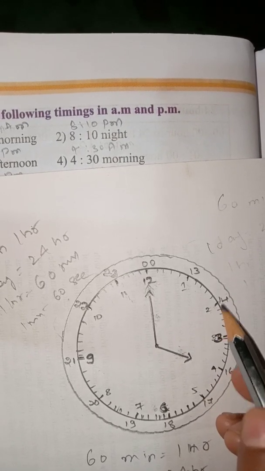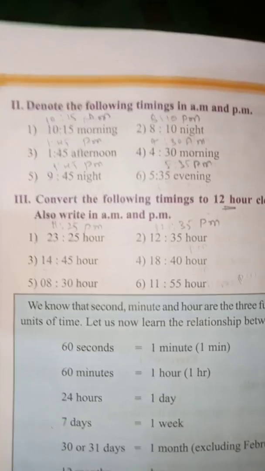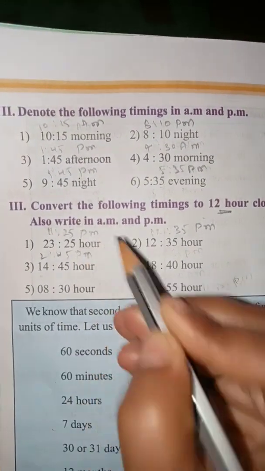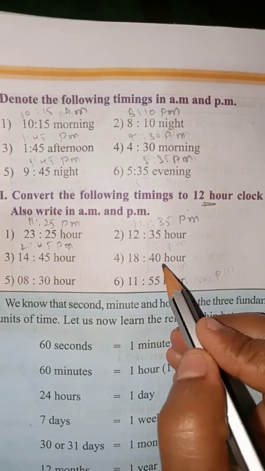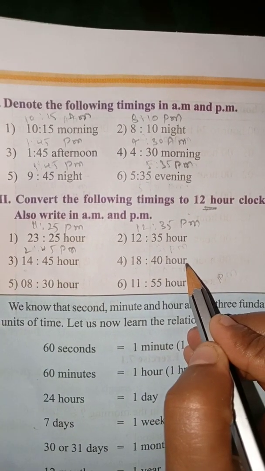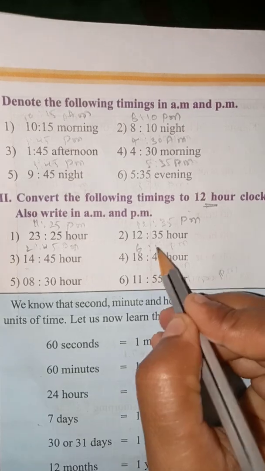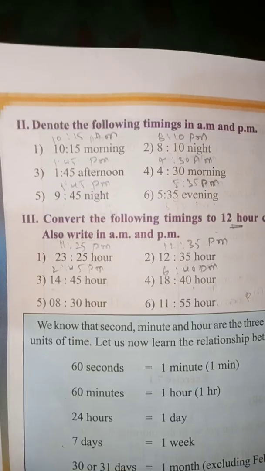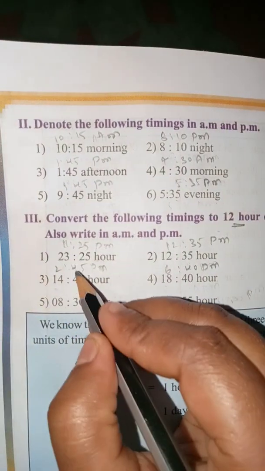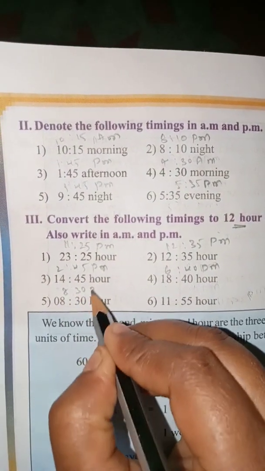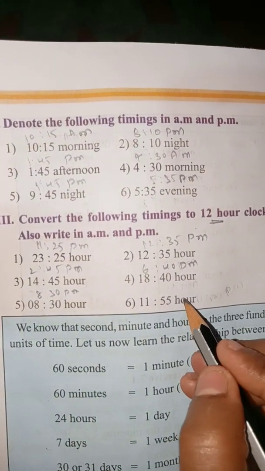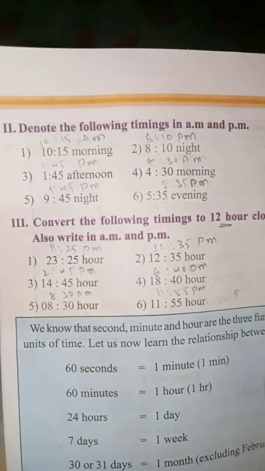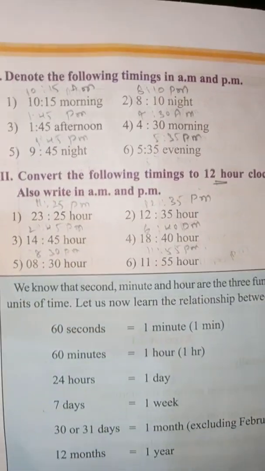14 is 2 in 12-hour timing, 2:45 PM. Next, 18:40 hours is 6:40 PM. Next, 20:30 hours is 8:30 PM. And 23:55 hours means 11:55 PM.